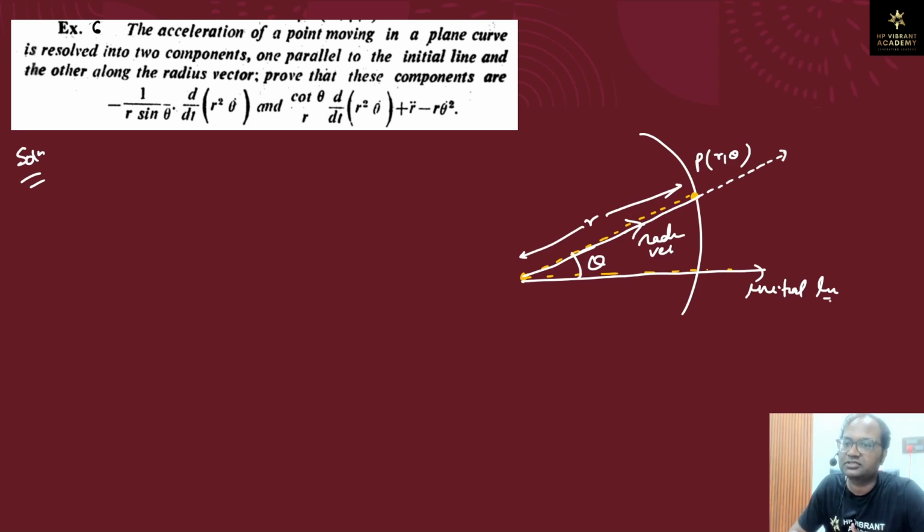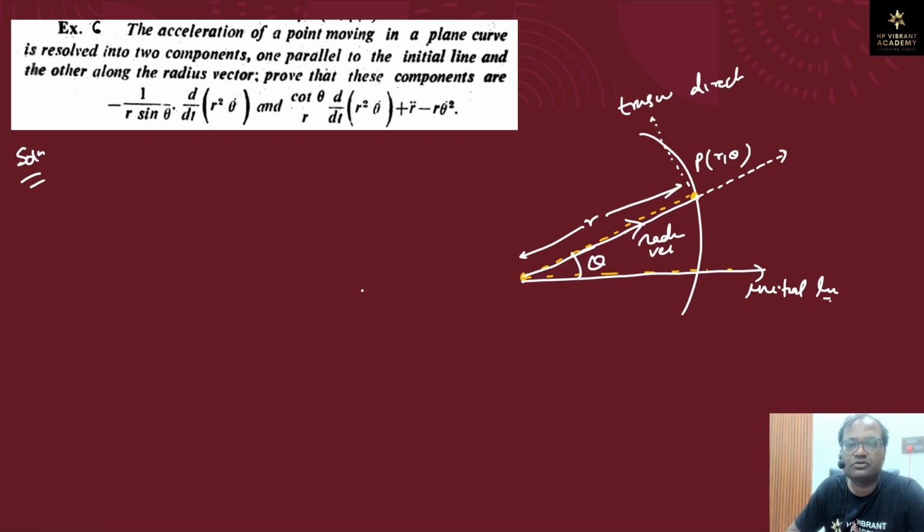The direction along the radius vector is the radial direction. The direction perpendicular to the radial direction is the transverse direction. So the acceleration of a point moving in a plane curve is resolved into two components.